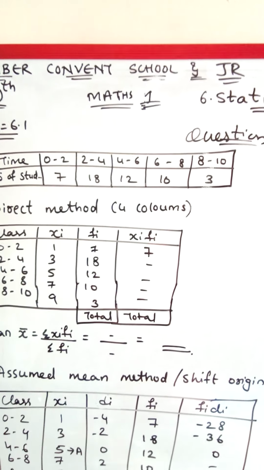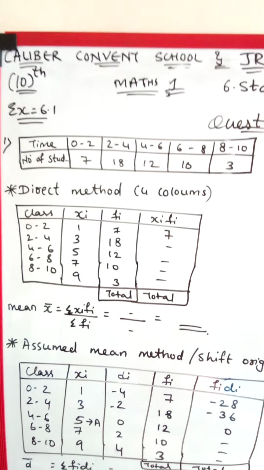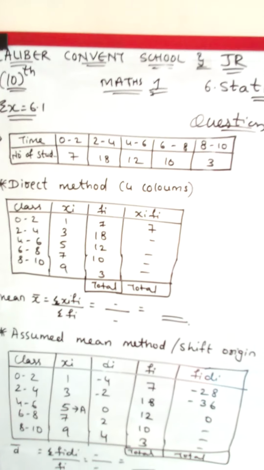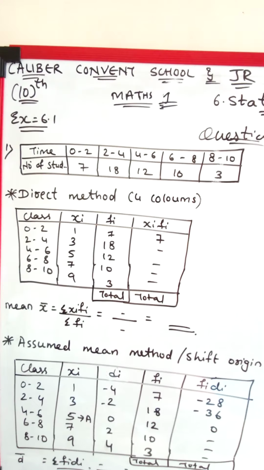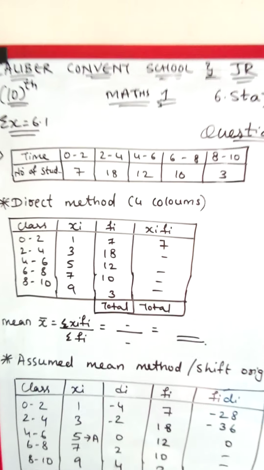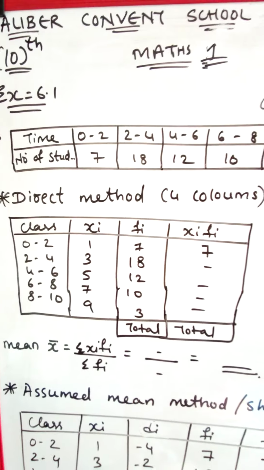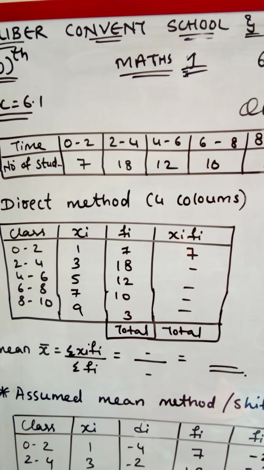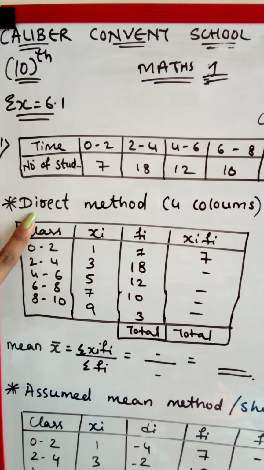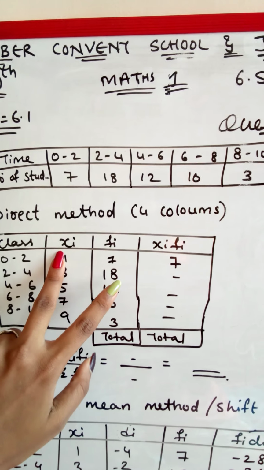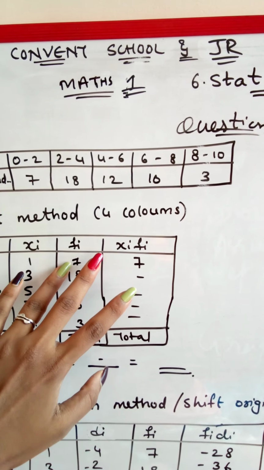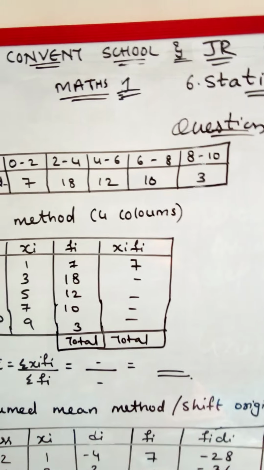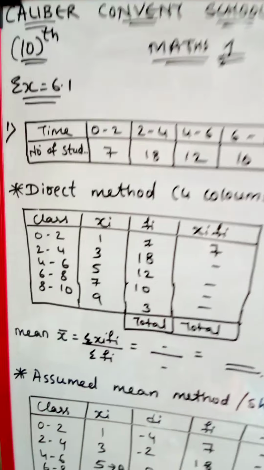Next, number of students is given to you, and in the question it is written to solve the sum in the direct method. So always remember, in the direct method you have to make 4 columns. The first column is your class, the second column is your xi, the third column is your fi, and the fourth column is your xi fi. Now I will tell you what this is.